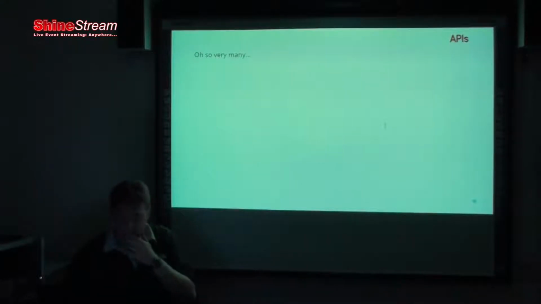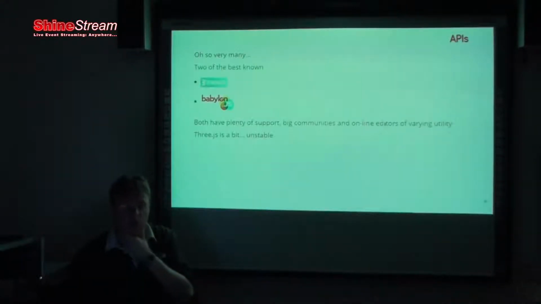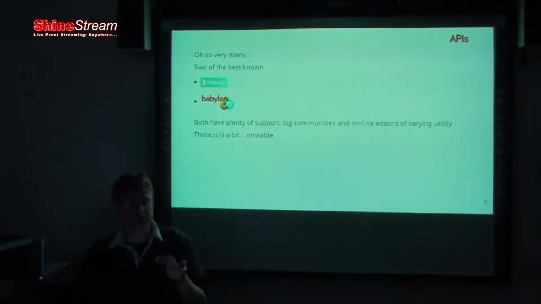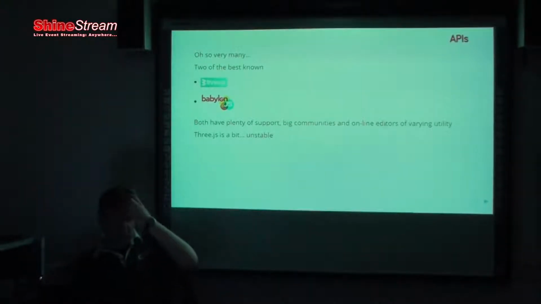Yeah, lots of APIs out there. It seems like every time I look around, there's some more. I might have discovered a couple more today, which I hadn't heard of before. Two of the best known are probably Three.js and Babylon.js. Both have plenty of support, big communities, online editors of varying utility. Three.js can be a bit unstable. If you're using a CDN, or if you just get the latest version and start working with it, you might find your code's broken. They changed cube to box, for example. That wasn't much fun. Broke all your code.